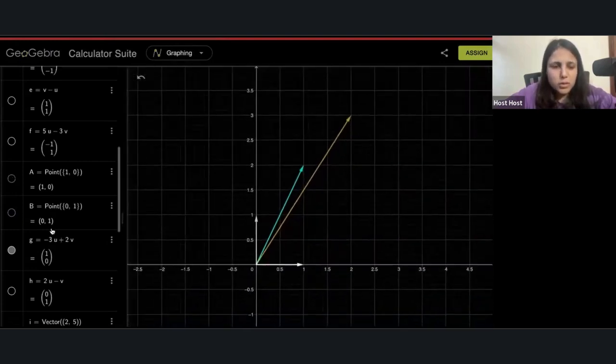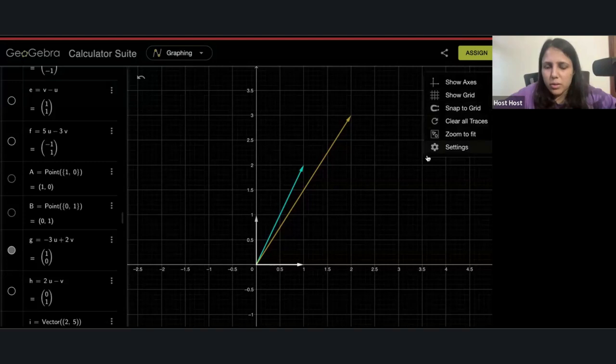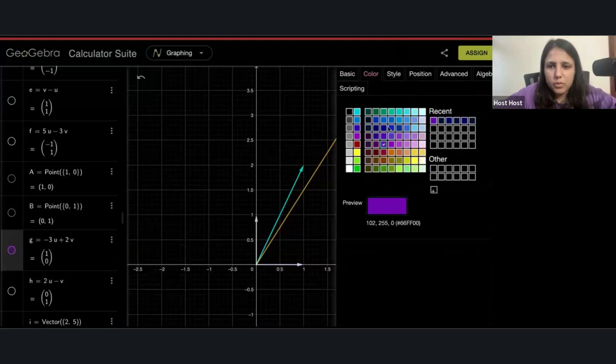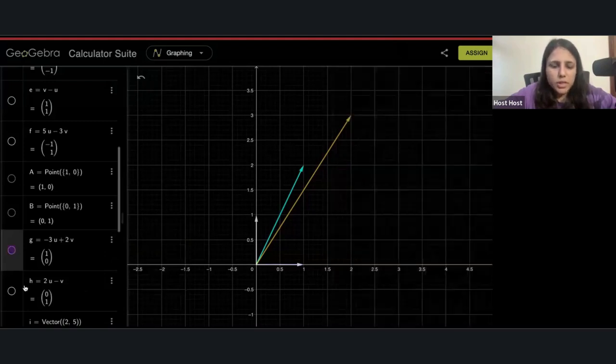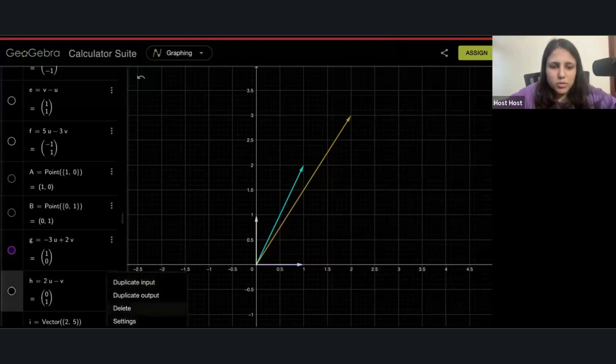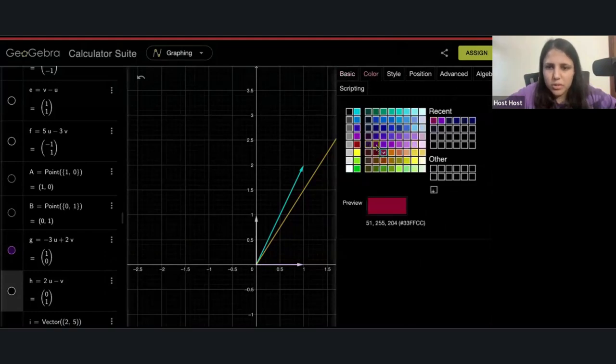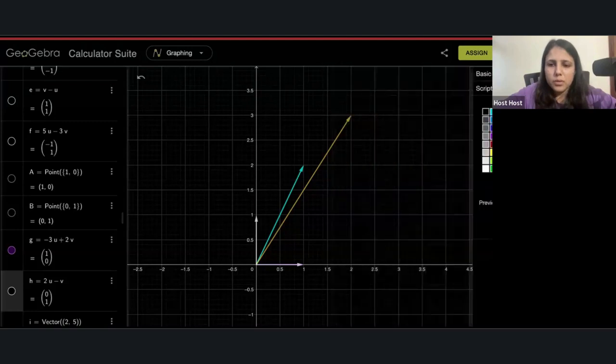I'm just zooming here. Okay, so can you see? Maybe let me change the color of this so that we'll be able to see this. So you can see when I took the combination, I got the 0, 1 vector. Then when I took the other combination, I got the 1, 0 vector here. And when I took the other combination, I got 0, 1 vector. I will make it more colorful so that you are able to visualize this properly.